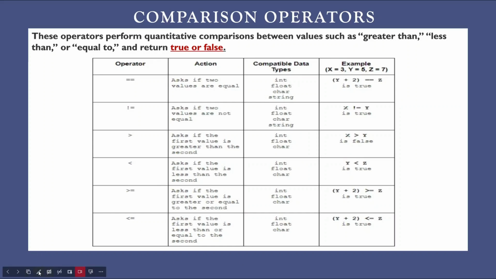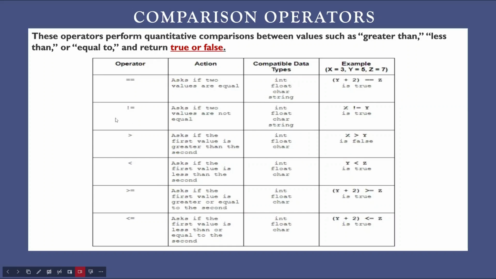You can see here an example. We have considered x value as 3, y value as 5, and z value as 7. Now here I want to perform x plus y plus 2 and compare whether the value is equal to z or not. So 5 plus 2 is 7, 7 equal to 7, so it returns a value of true. Suppose you add 3 plus 2, then it is 5, 5 equal to z, then it will return a value of false.